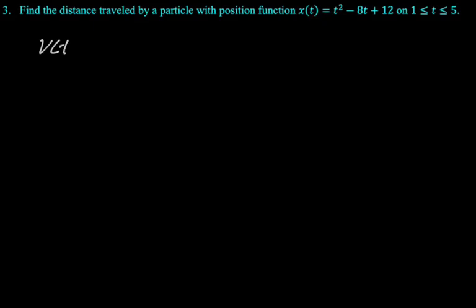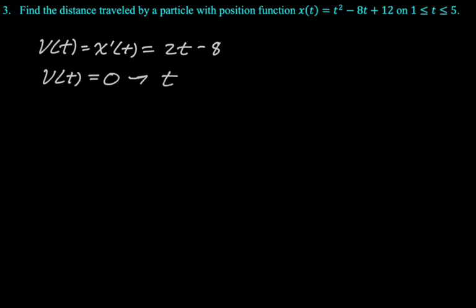v of t is going to be x prime of t. We have to write that down. And then that is just, by the power rule, going to be 2t minus 8. We need to know when v of t is equal to 0. We don't actually need to look at the sign changes or anything because we're going to throw some absolute values around this, but that'll give us t equals 4.